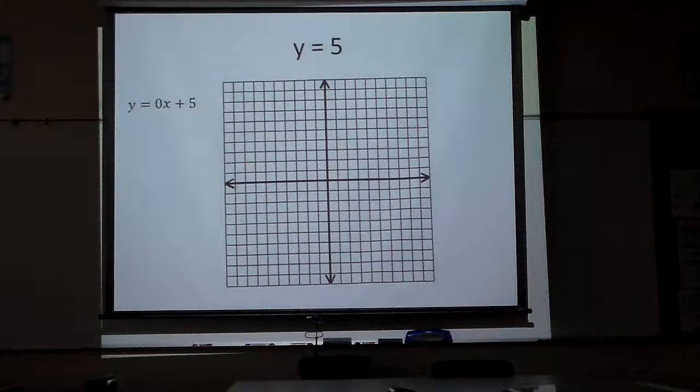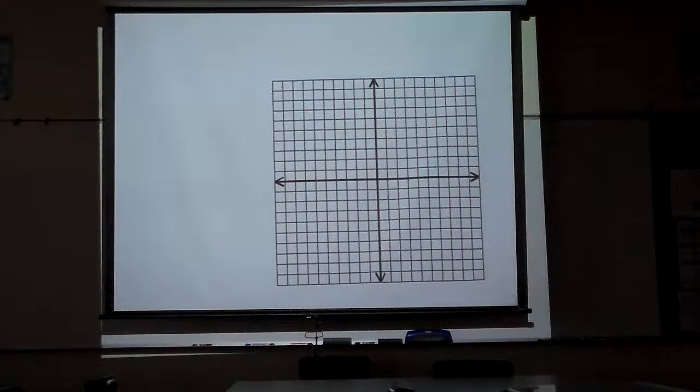One more time. Coach, I could just put a point at y equals 5 and go straight across. That's right, I absolutely could, because it's like y equals 0x plus 5. The y-intercept is 5. Dot. Go up 0, right 1, up 0, right 1. Boom. I have my nice little line right there, y equals 5.